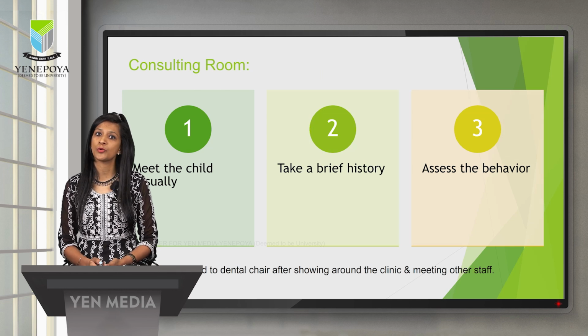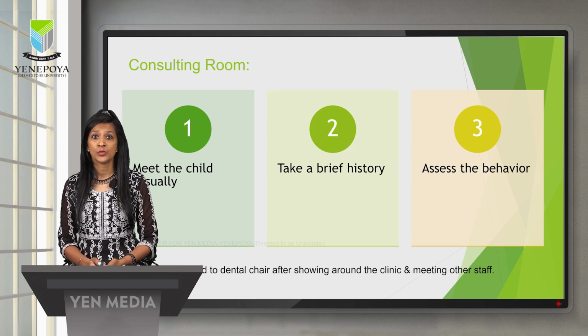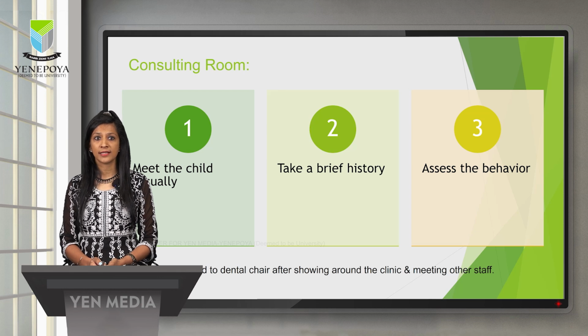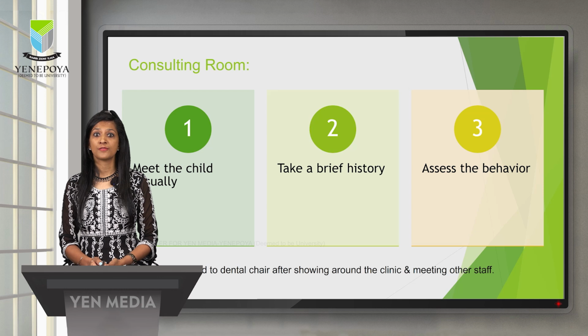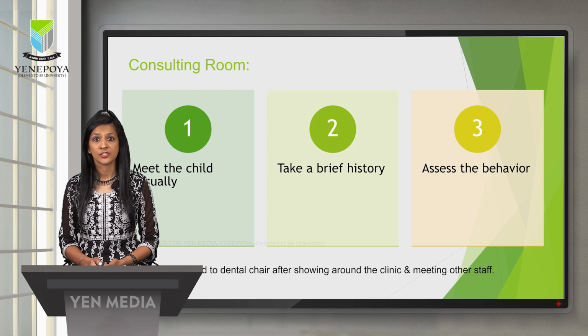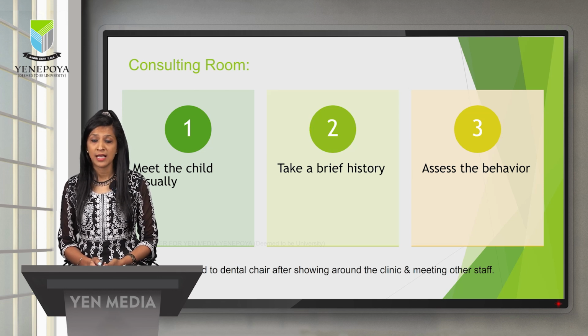Generally this will take you anywhere between 10 to 15 minutes, which is sufficient time for you to assess the behavior of the child. And then you can direct the child to the dental chair after showing around the clinic and meeting the other staff. This is if there is any emergency treatment required for the child. But if it is the first visit of the child and the child does not require any emergency treatment, then you can send them out to the play area following the recording of the case history, and then you can sit with the parents and discuss and formulate a treatment plan and then schedule an appointment at a later date for the child.